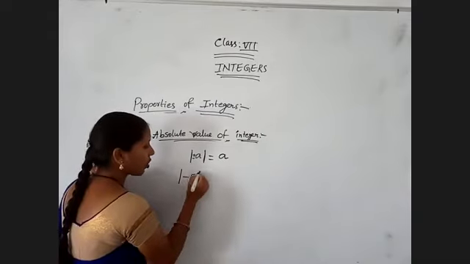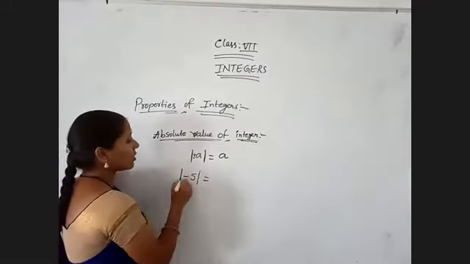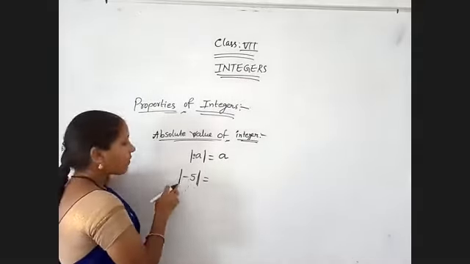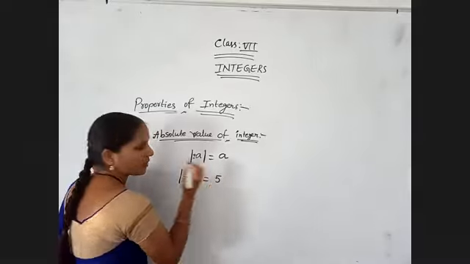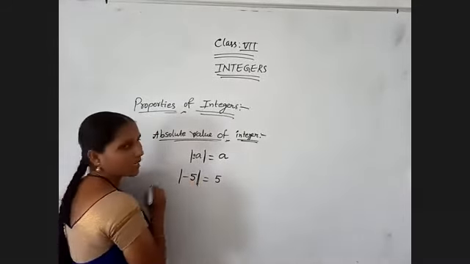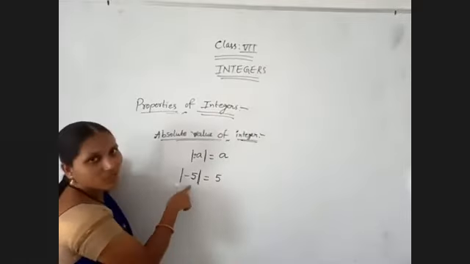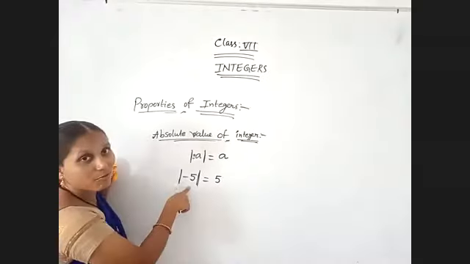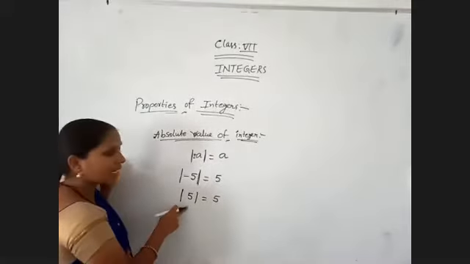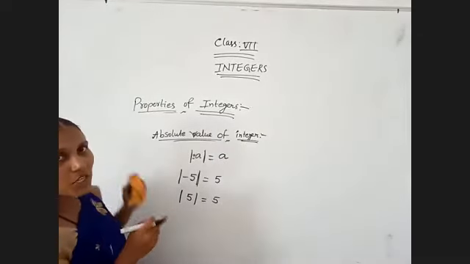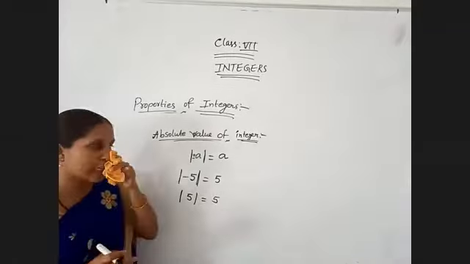For example, the absolute value of minus 5. What do we have to write, what is the answer? 5. We just need to consider its numerical value. We should not take the sign. And what is the absolute value of plus 5? 5 also. But what is the additive inverse of plus 5? Minus 5. So that is the difference between additive inverse and absolute value. So remember these points when we are solving the problems.